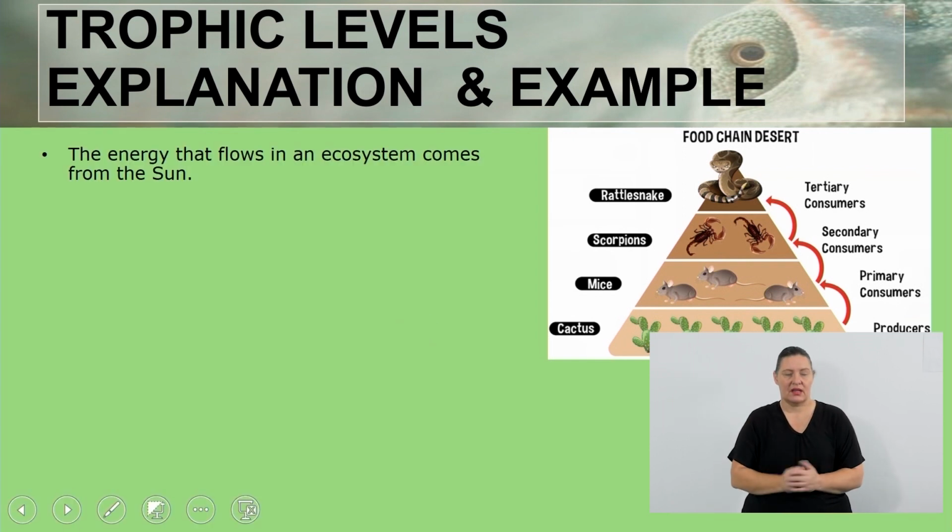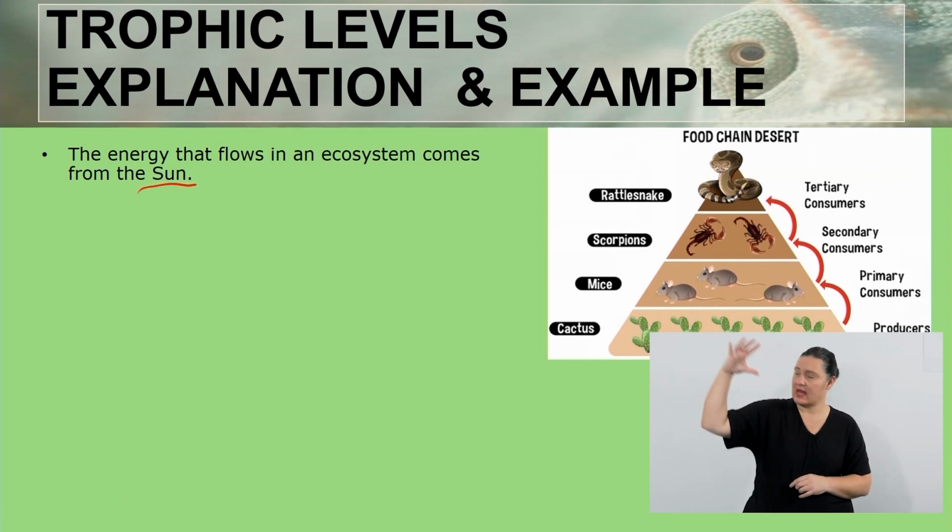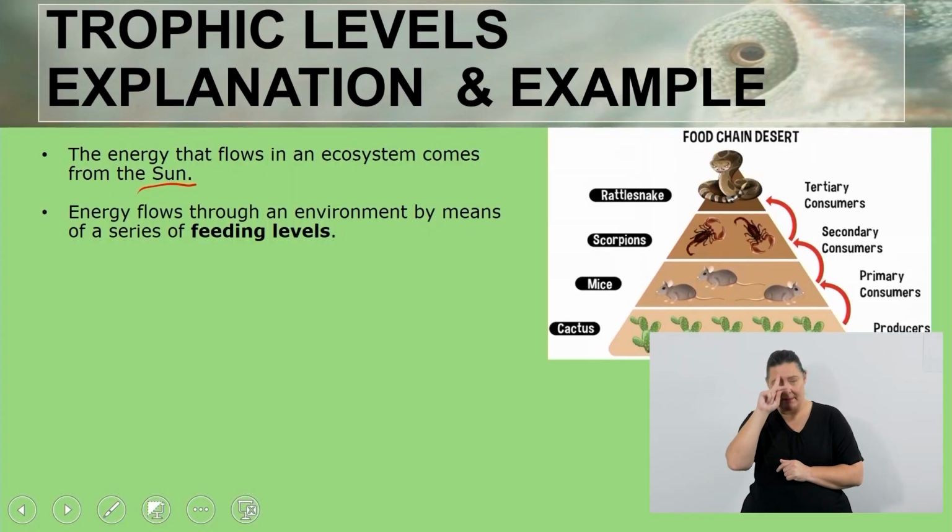So the energy that flows in an ecosystem comes from the sun. We've already mentioned that the genesis of all of this is the sun, because it gives us energy. The very same energy is taken in by plants, and then the plants are eaten by other animals, and that is how this energy is transferred. So we need to constantly remember the main source of energy, which is the sun.